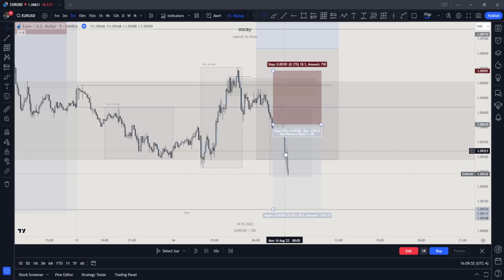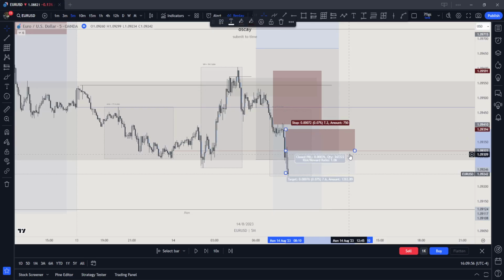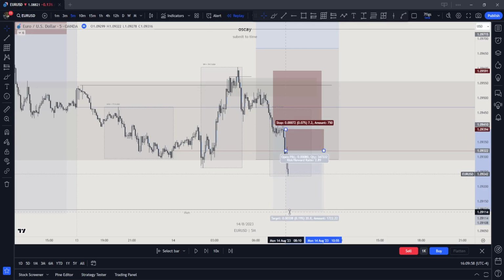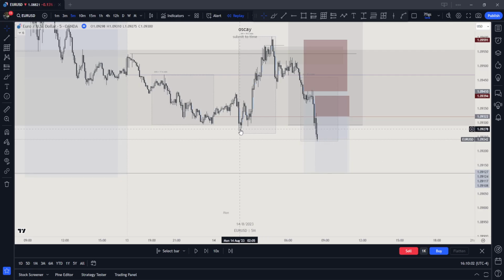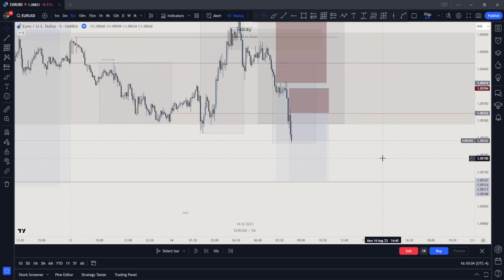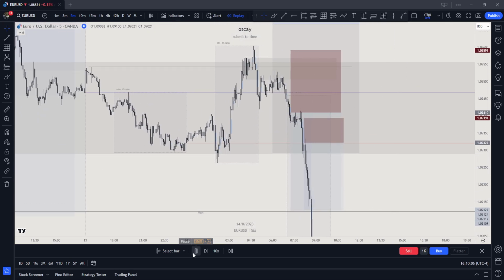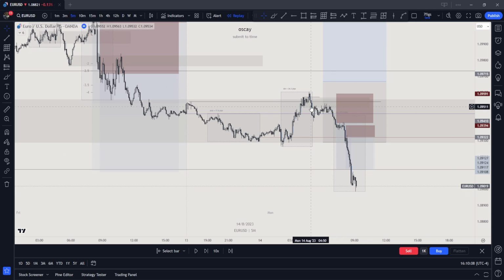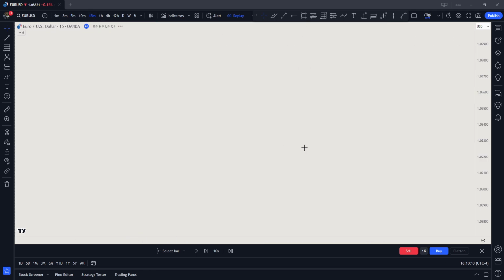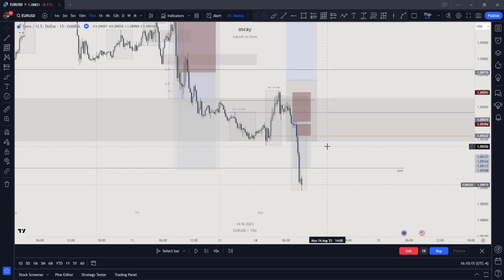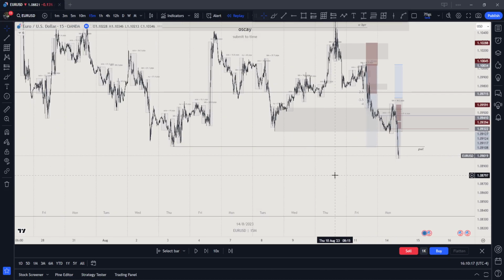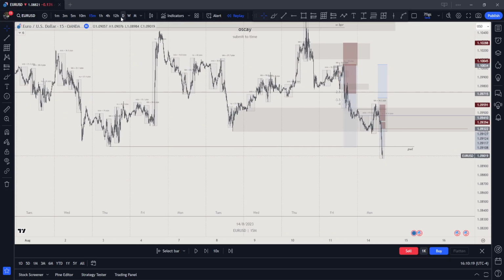So we displaced at 8 a.m. We have another fair value gap right here. This is like a double silver bullet type play because we are close to here and then close to the external range liquidity. We displace through this breaker. Now we should see price heading towards these lows.